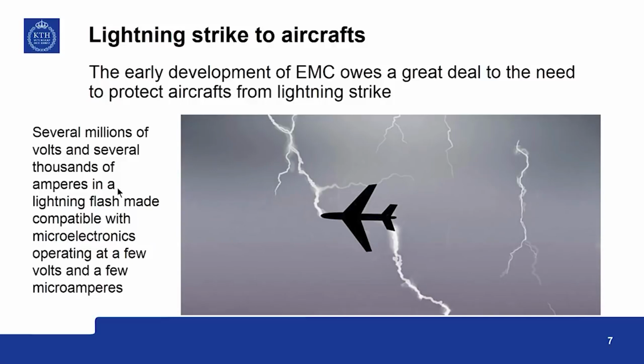So, that is where the method of EMC is coming in. You have to reduce the millions of volts and thousands of amperes of lightning currents in the outside skin of an aircraft. By the time it reaches the sensitive electronics, it should be below few volts and below nanoamperes. So, how do we achieve this? So, this is what we will learn in this course partly.